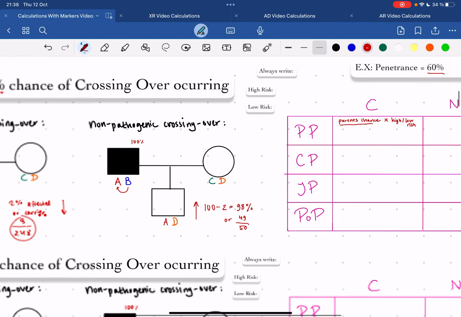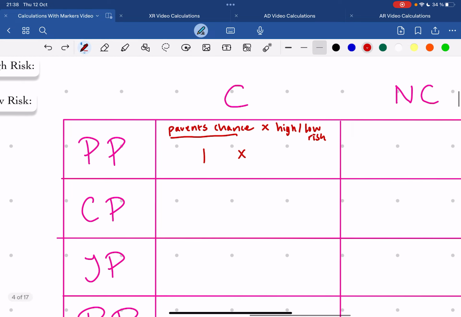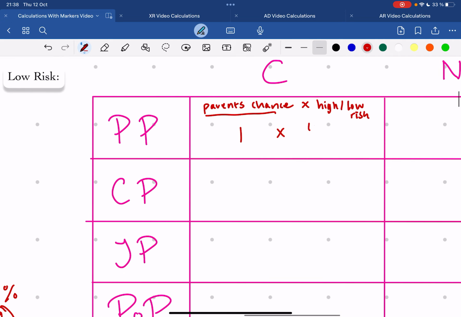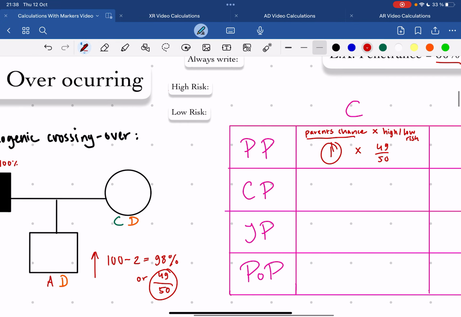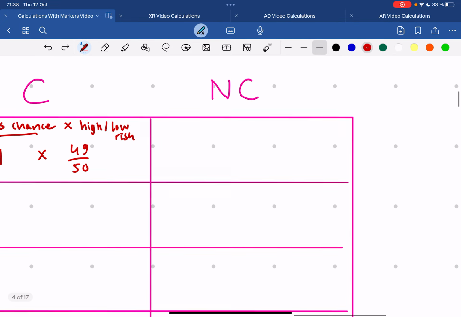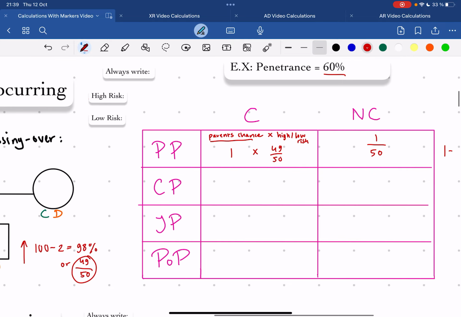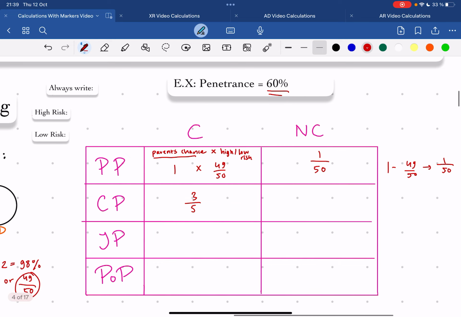The parent's chance is 1, because that's 100 over here, times the high/low risk. In our case, it's a high risk, so 49 over 50, which equals 49 over 50 in and of itself. But sometimes the parent's chance will not be 1. Sometimes it can be something different. Here we just take 1 minus 49 over 50 in order to get 1 over 50. Then for the conditional probability, it's the penetrance here, so 3 over 5. And then here it would be 1.